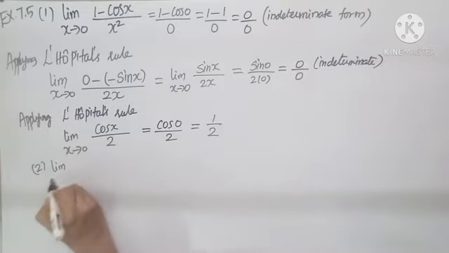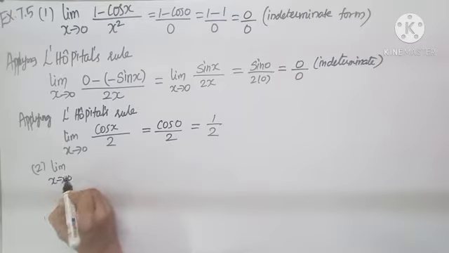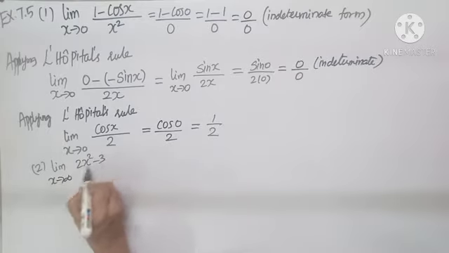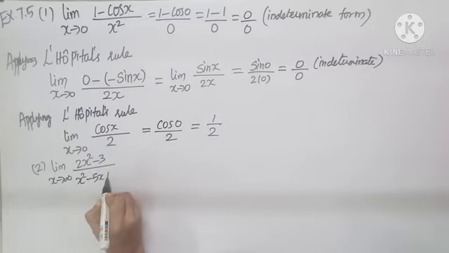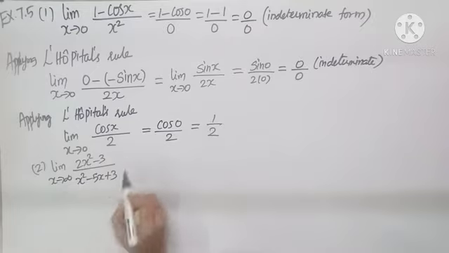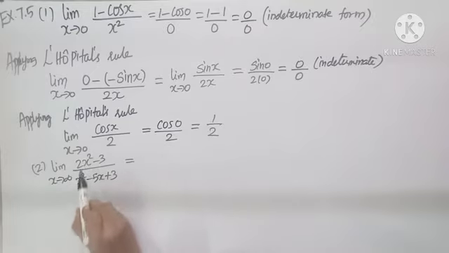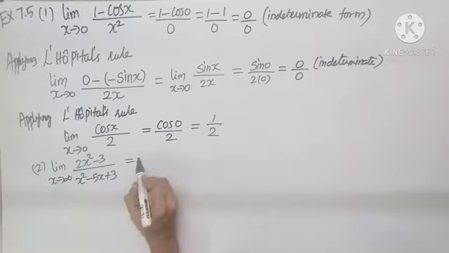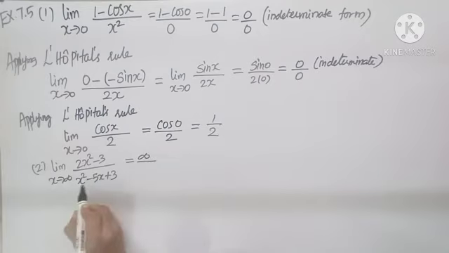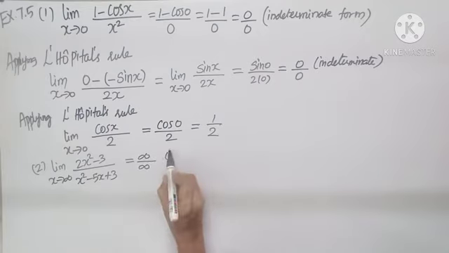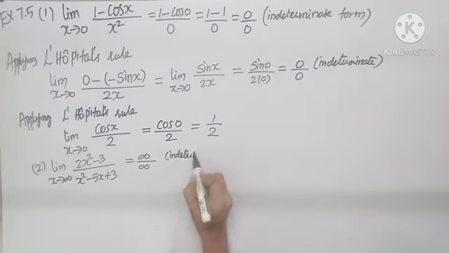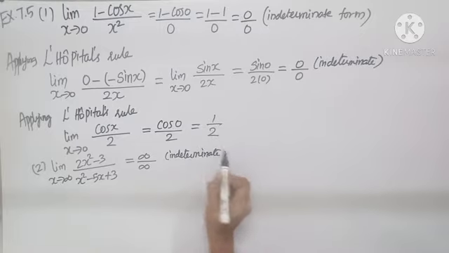Limit x tends to infinity, 2x square minus 3 by x square minus 5x plus 3. When I put the limit, obviously x square, when I put infinity, it is infinity. Again, this is also infinity. So it is an indeterminate form.